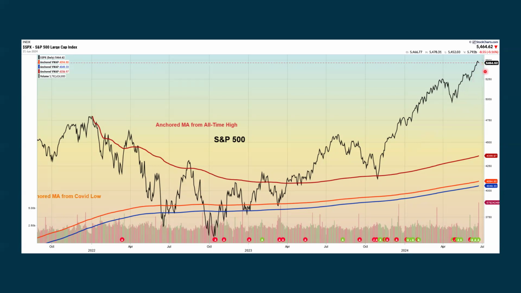If we start to see some kind of weakness, I may draw an anchored moving average from this high, maybe going back to this high, just to see if they are offering different levels of support. I also have a couple of longer term anchored moving averages going back to the COVID low, and we're well above all of them right now.